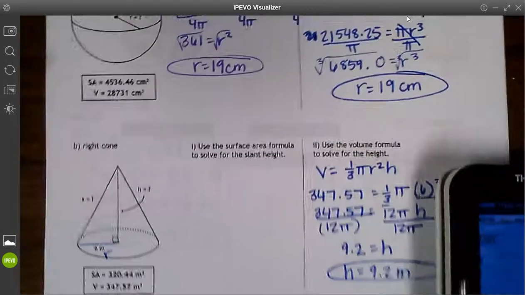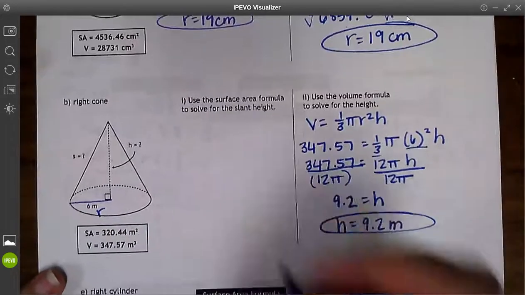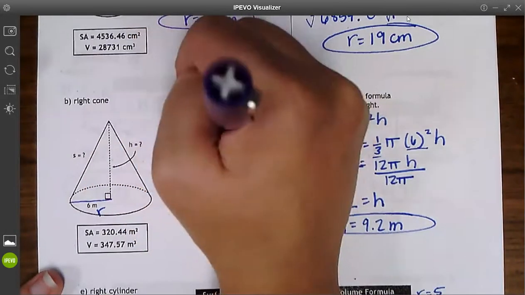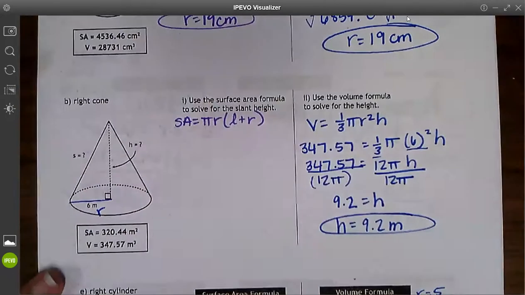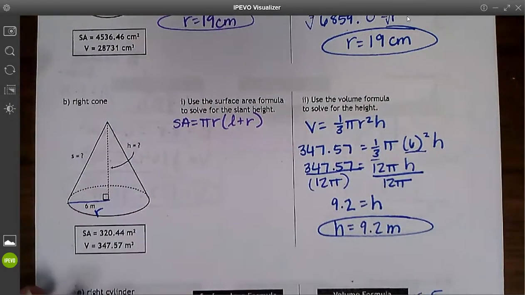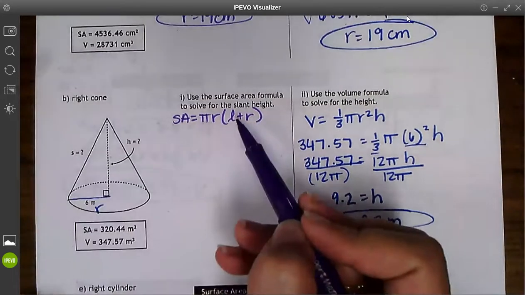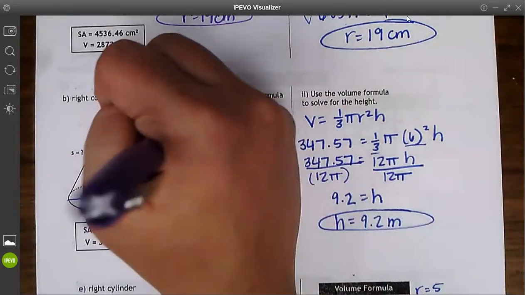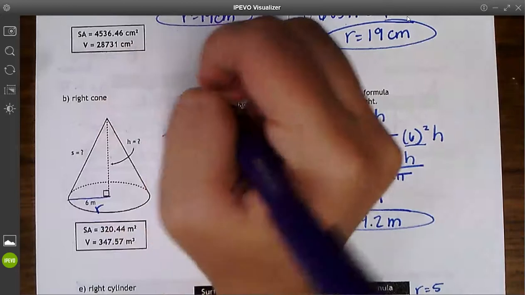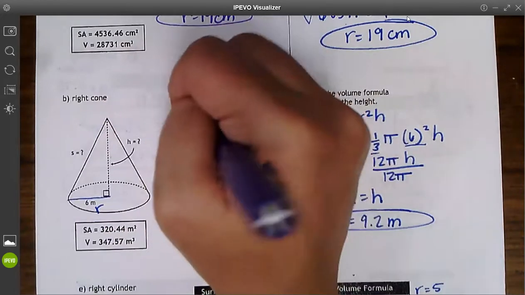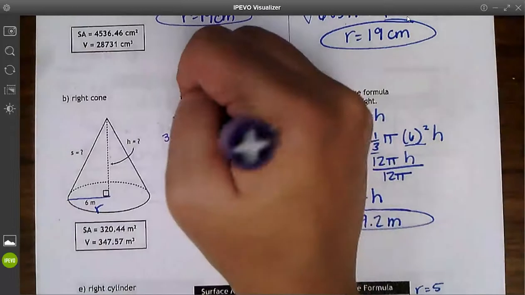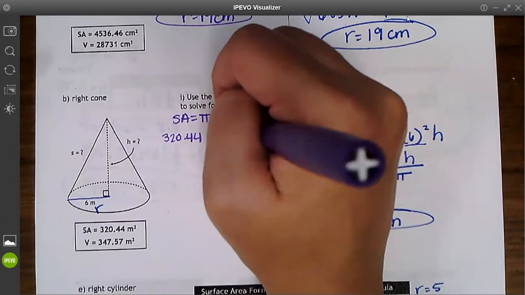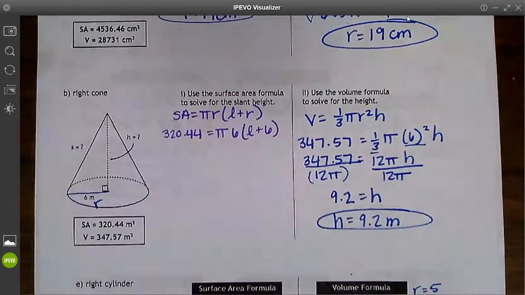The next one, we have a cone. The formula for surface area of a cone is pi times your radius times your slant height L plus your radius R. So sometimes they'll use S for slant height. Most of the time I see L, so that's what I'll use. We're given our surface area is 320.44 meters squared. Our radius of this cone is 6, and we're looking for our slant height, and then plus the 6.